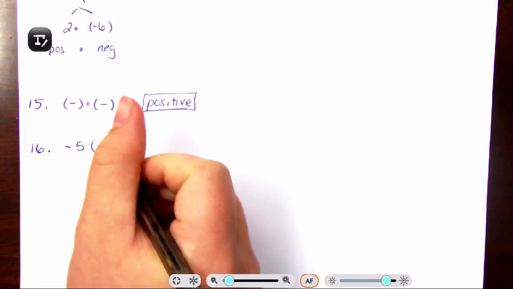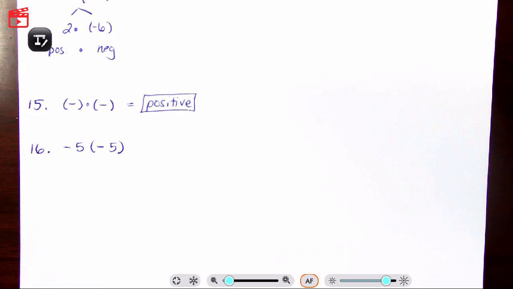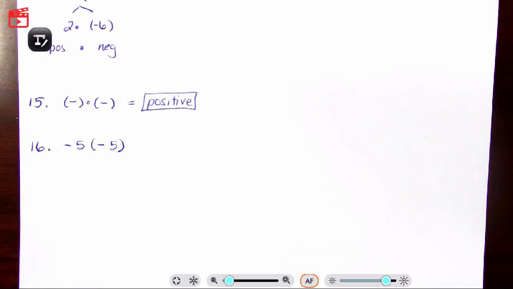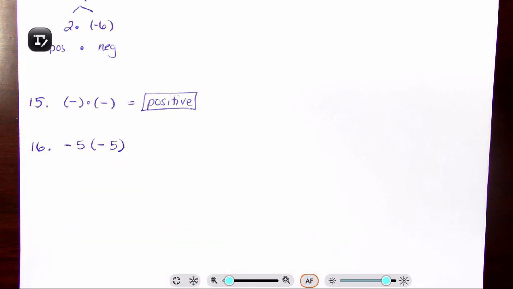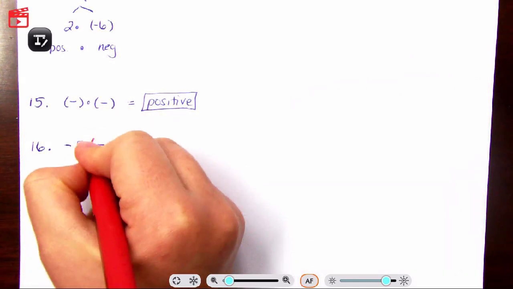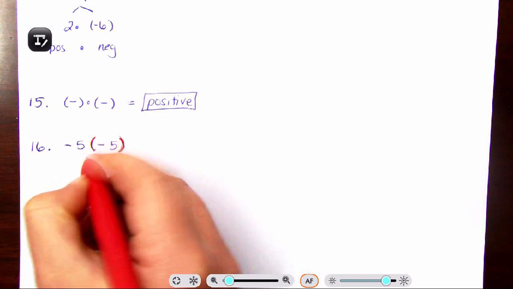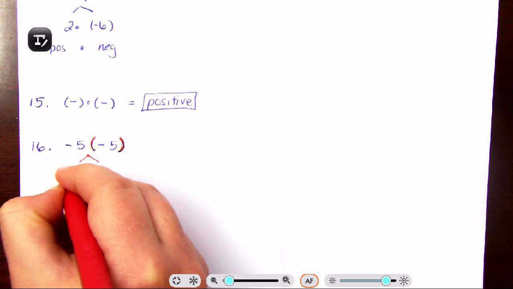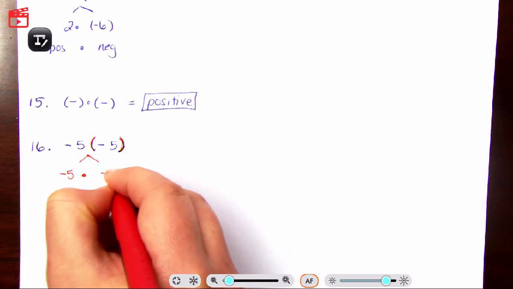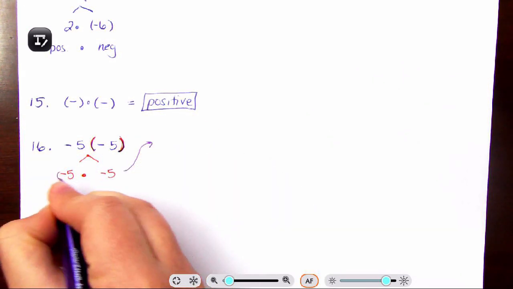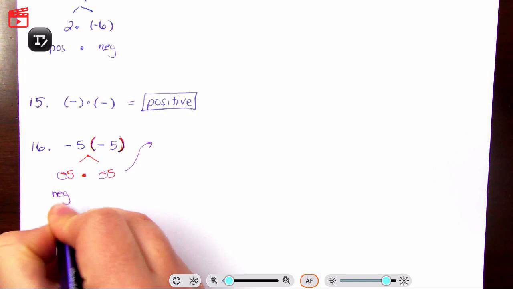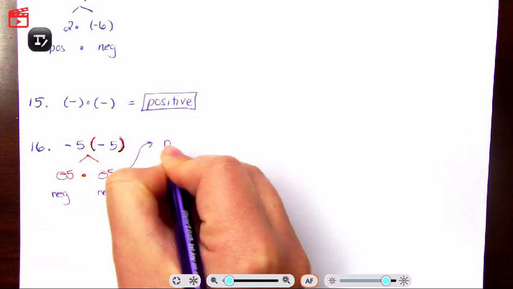Now this one here, be careful about this one, okay? So this is not subtraction. This is not subtraction. Again, these parentheses tell you something. Mathematicians are lazy. So these parentheses say I have negative 5 times negative 5. These are both negative. So that means my answer will be positive.